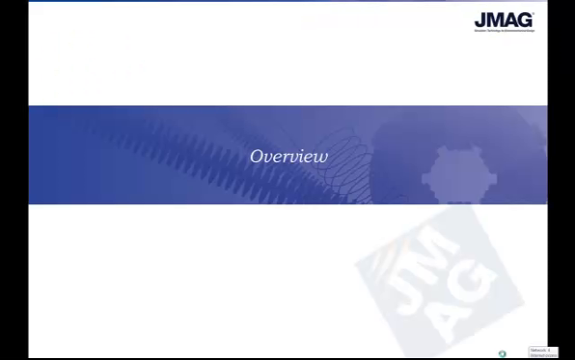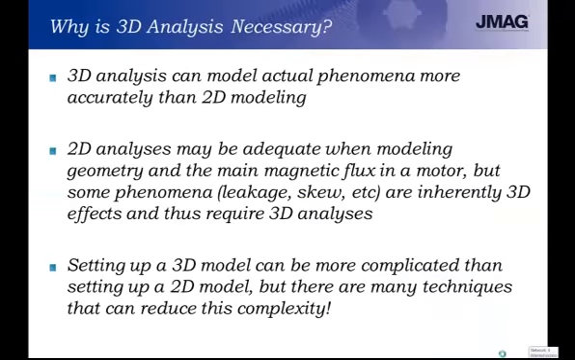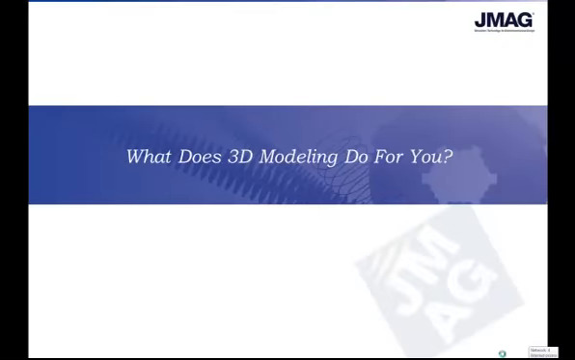So, as for an overview, why is 3D analysis necessary? Well, 3D analysis can model actual phenomena more accurately than 2D modeling. 2D analyses may be adequate when modeling geometry and the main magnetic flux in a motor, but some phenomena, such as leakage and skew, are inherently 3D effects and thus require 3D analyses. Setting up a 3D model can be more complicated than setting up a 2D model, but there are many techniques that can reduce this complexity.